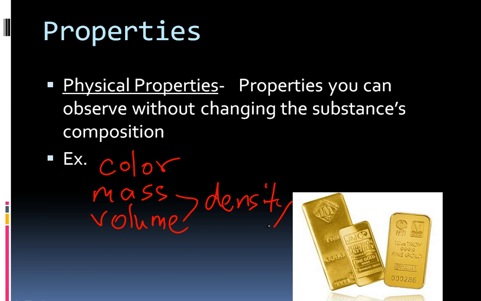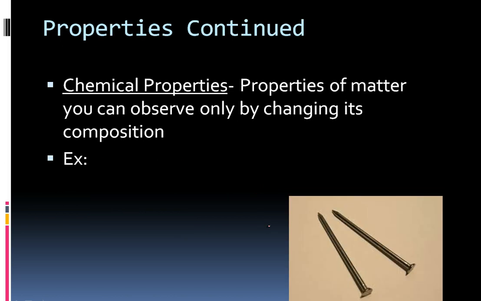Now that's different from a chemical property. A chemical property is a property of matter that you can observe only by changing its composition. For example, over on the right, we have an iron nail. That's the symbol for iron. And a few things we can tell about that where we would have to change it would be things like how flammable it is. If we burned it, we would be changing what's inside of it. We'd be changing its composition, what it's made of.